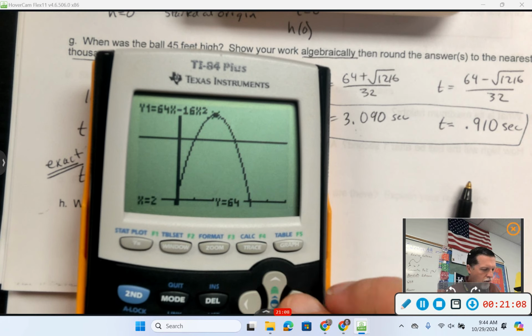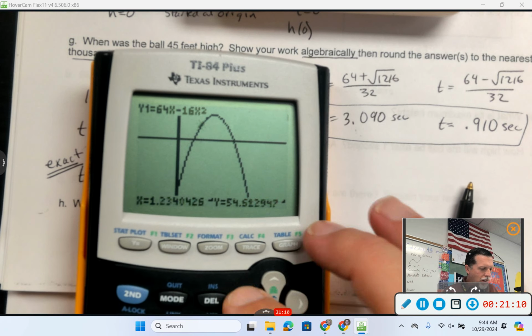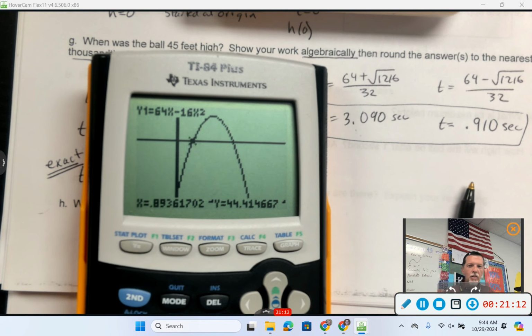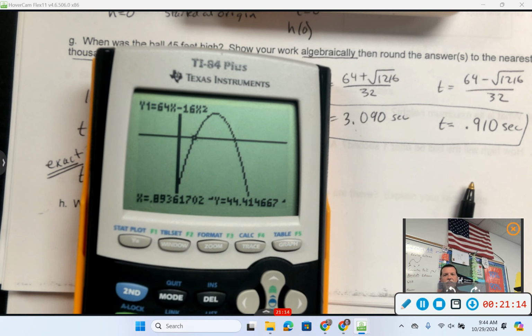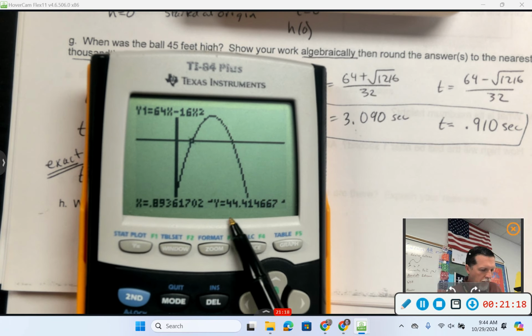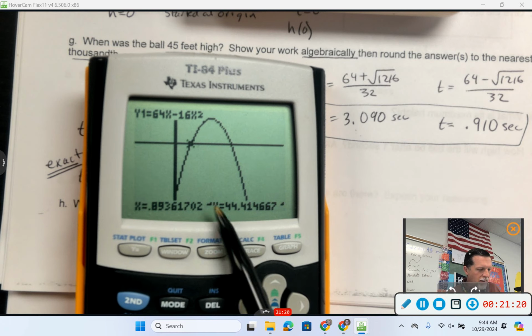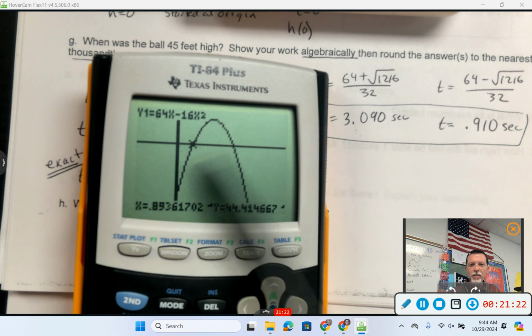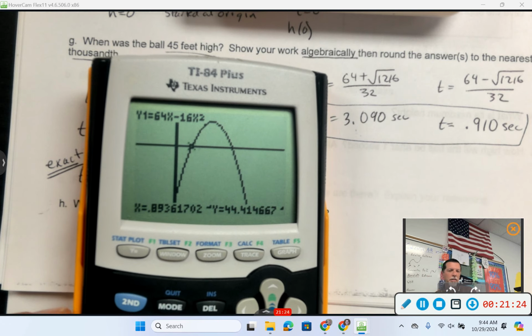And so I could trace and I could get kind of close to it. And so that's not perfectly it. Like my calculator is at 0.89 seconds and I'm at 44 meters or feet. So that's close, and that's close to matching. So that's a little bit of a check.